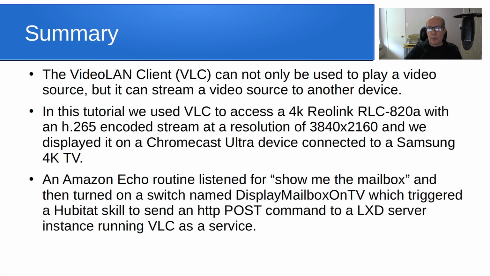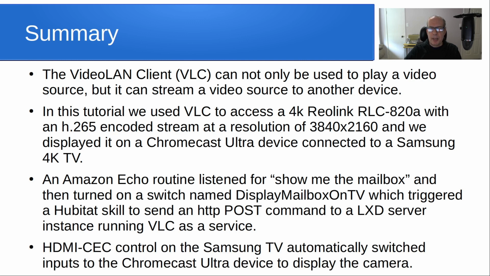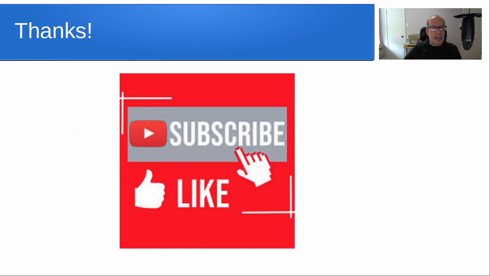So an Amazon Echo routine listened for Show Me the Mailbox, and then it turned on a switch named Display Mailbox on TV, which triggered a Habitat skill to send an HTTP post command to a LXD server instance running VLC as a service. An HDMI CEC control on the Samsung TV automatically switched inputs to the Chromecast Ultra device to display the camera.